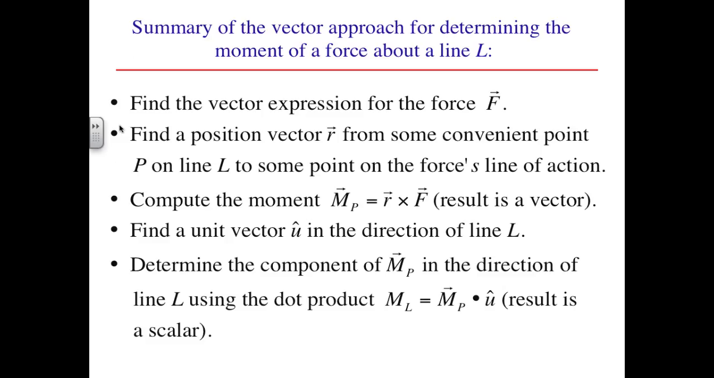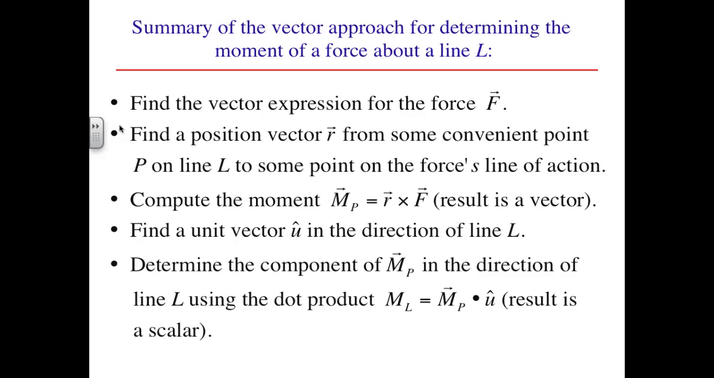A summary of the steps involved in using the vector approach is given here. A couple of points to highlight. First, we need to pick a point on the line for taking moments. Often, as in the previous illustration, there will be more than one obvious choice. The moment is likely to be different at every point, but the projection of that moment along the axis of interest will be the same. Choose a point that is convenient for taking the moment.